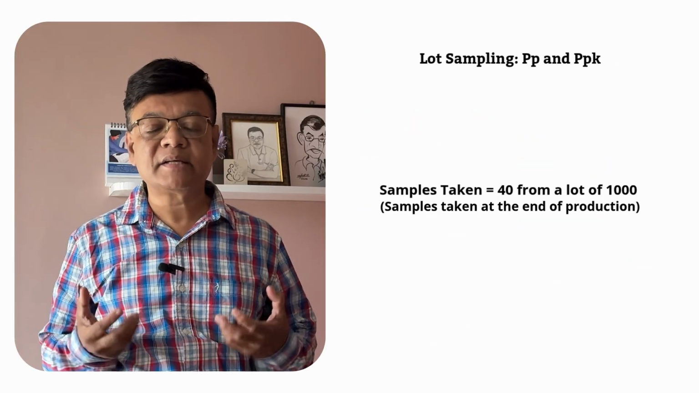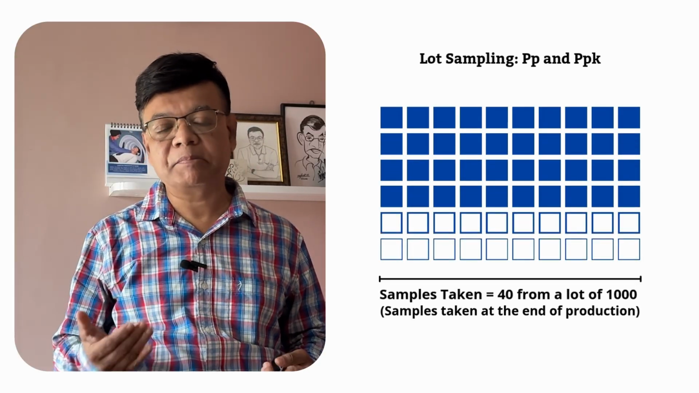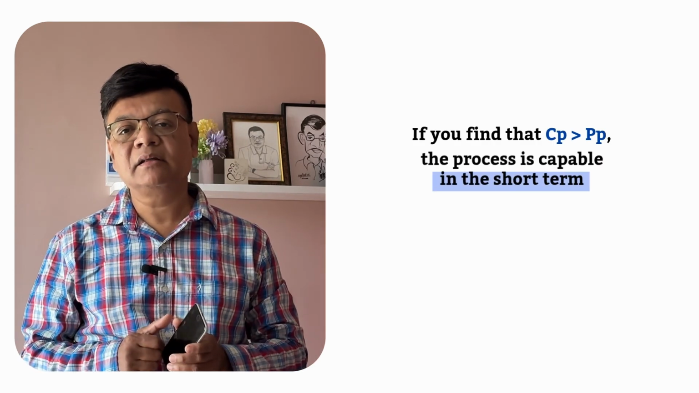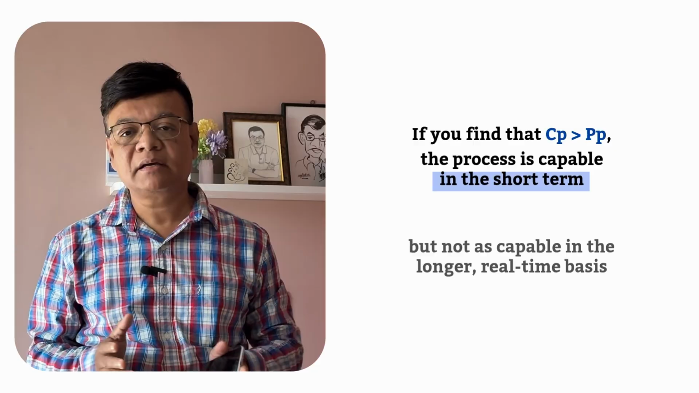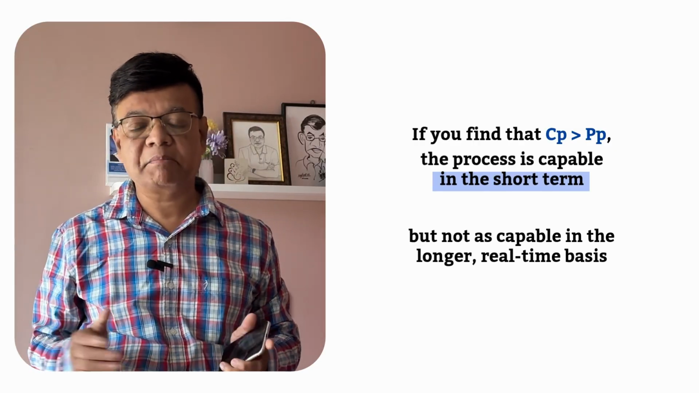But if you select 40 samples out of the total production lot at the same time, then we use PP and PPK. If you find that the CP is more than the PP value, that means that in the short term, the process is capable, but on a longer real-time basis, the process is not so capable.